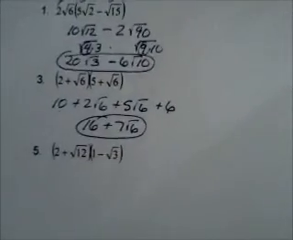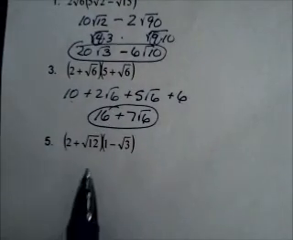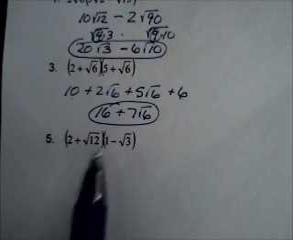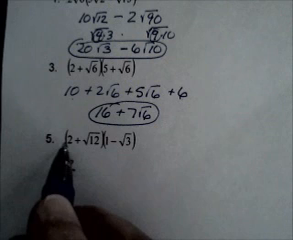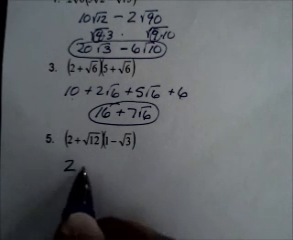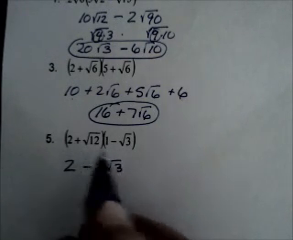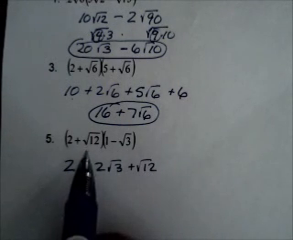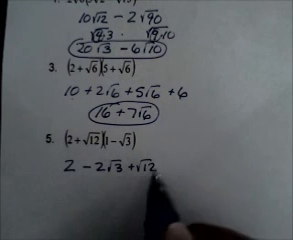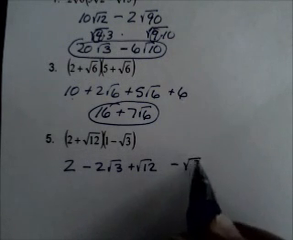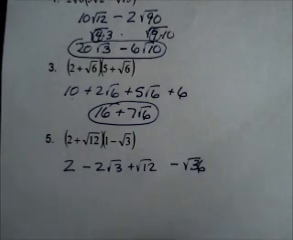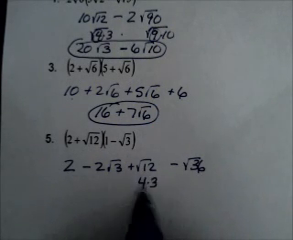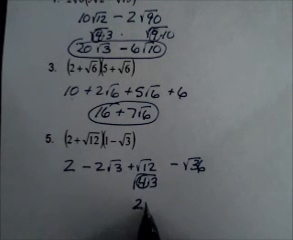Number 5, foiling still. 2 times 1 is 2. Outside 2 times negative square root of 3 is negative 2 square root of 3. Inside square root of 12 times 1 is the square root of 12. Last square root of 12 times negative square root of 3 is negative square root of 36. You have to simplify the square root of 12. That's 4 times 3 is 12. So 2 square root of 3.